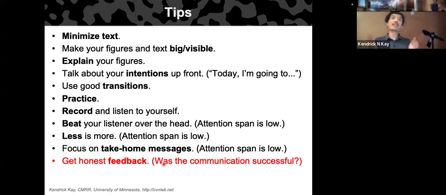To make a good talk, it's iterative, ideally. You make a version, you practice it on your friends, you get honest feedback. Honesty is very hard, especially if you're sensitive or they don't want to hurt your feelings, but you really need honest feedback. That's the only way you know if your communication worked or not.